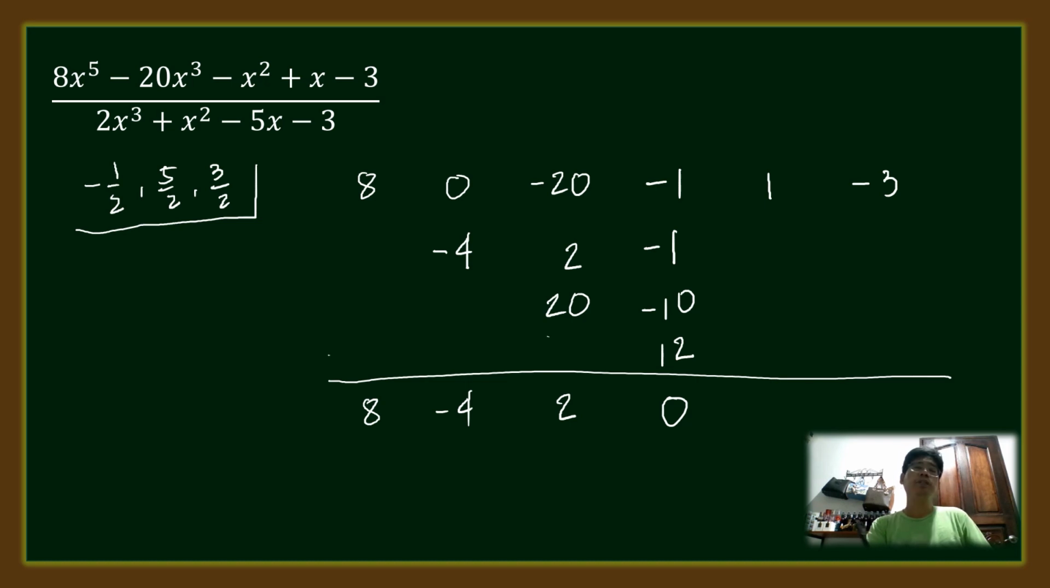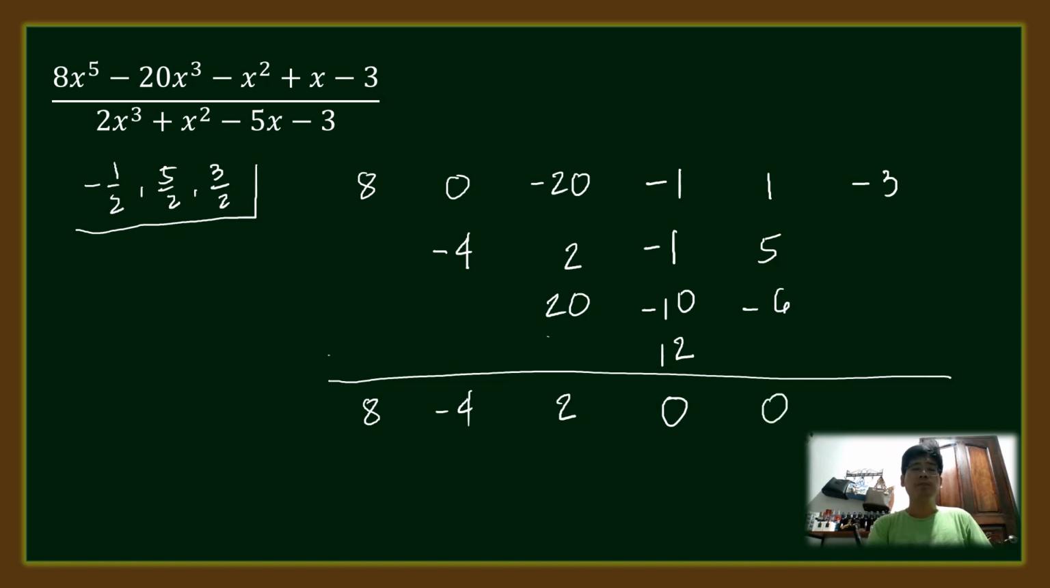This time we're not going to multiply 0 by the first divisor, but multiply the previous sum, which is 2, by the second divisor. 2 times 5/2 is 5. And then the previous sum, negative 4, multiplied by the third divisor, 3/2, we have negative 6. And then add, this will be 0.